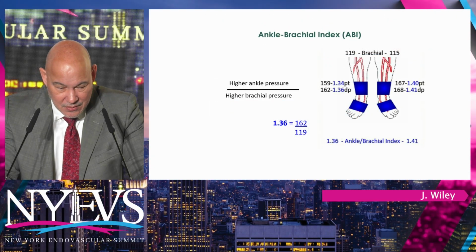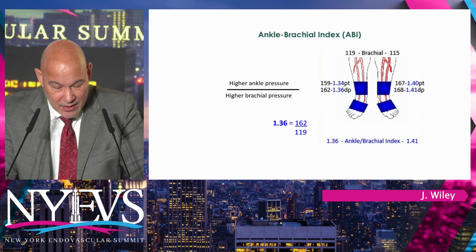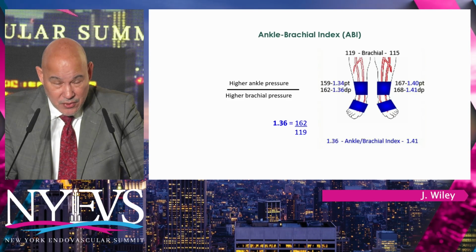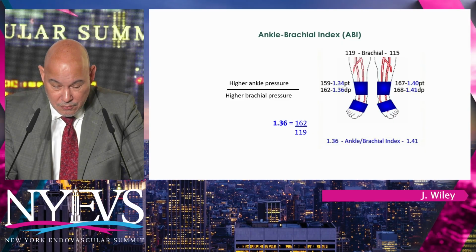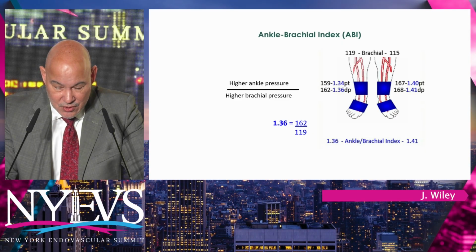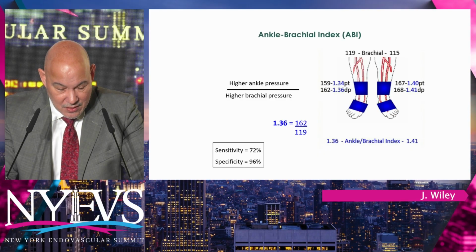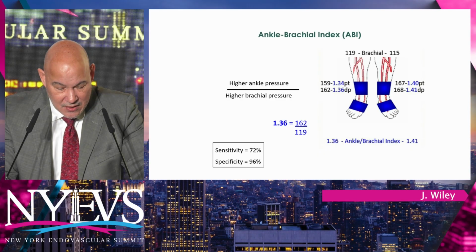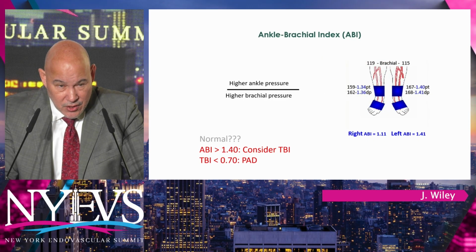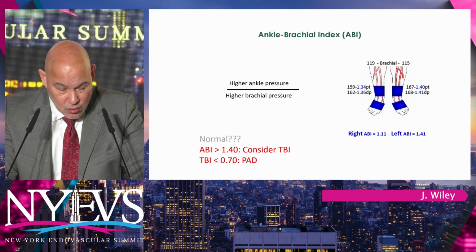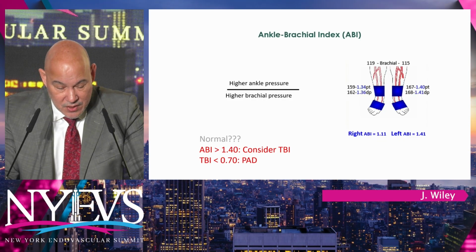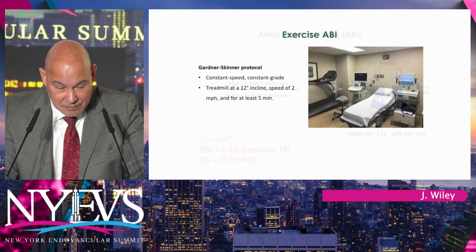As you see here, this patient has an ABI on the right of 1.36. It's nothing more than the highest ankle pressure over the highest brachial pressure. And on the left side it is 1.41. Now, this suggests that there are non-compressible vessels. I said this is a good test with good sensitivity and excellent specificity, but you ought to consider alternative diagnostic tools, such as a toe brachial index. We all know that any value less than 0.7 suggests peripheral arterial disease.